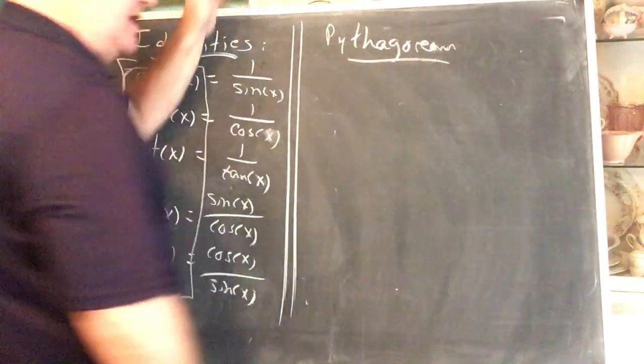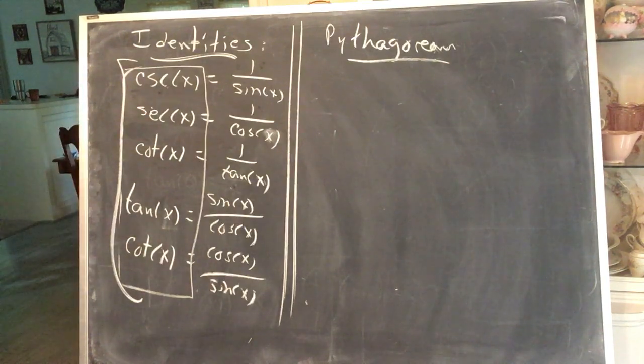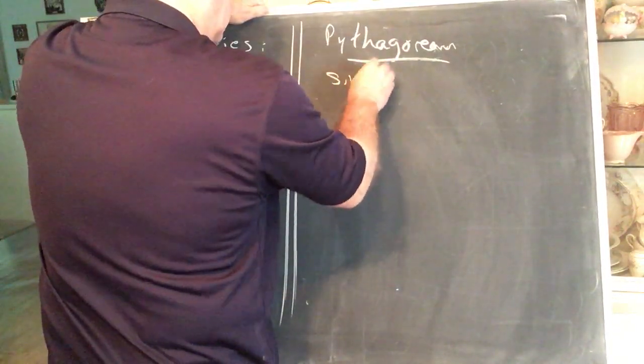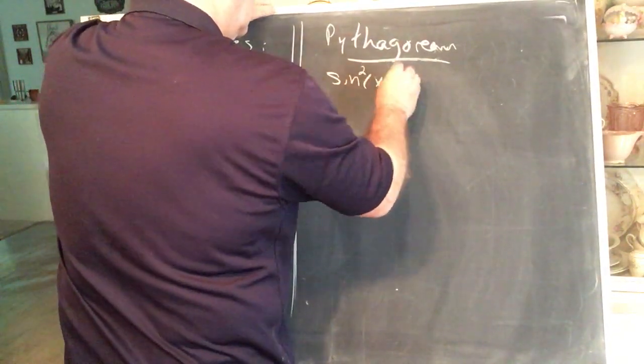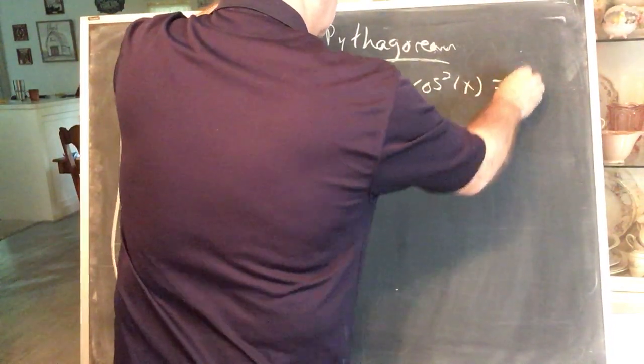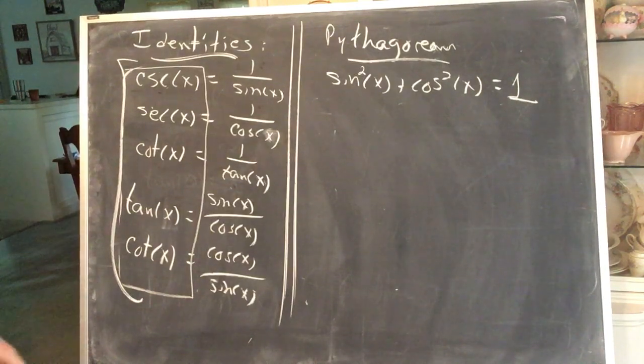The Pythagorean identities, and as the name suggests, they have to do with what's going on with Pythagoras. One thing we know is this. We know that from our earlier work, we have that sine squared plus cosine squared is equal to 1.